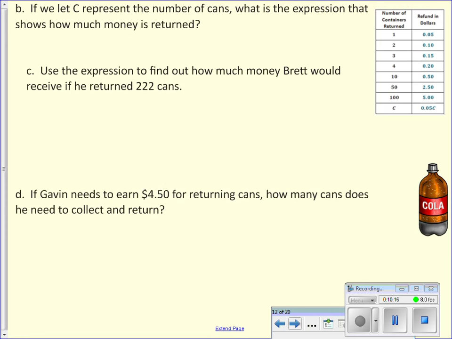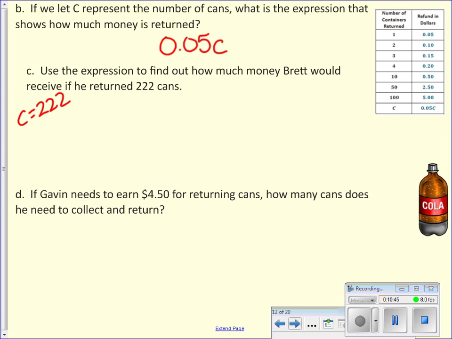All right, well, let's take a look at the next one. If C represents the number of cans, which is the containers, what is the expression that shows how much money is returned? And that's what we just came up with. That is our expression. So use the expression to find out how much money Brett would receive if he returned 222 cans. So over here, my cans equals 222.